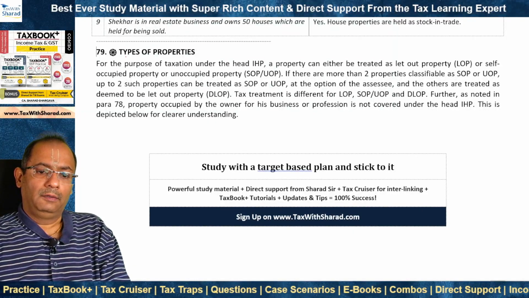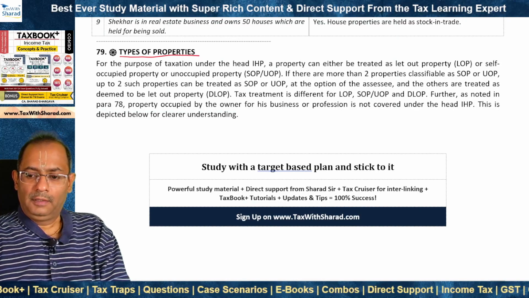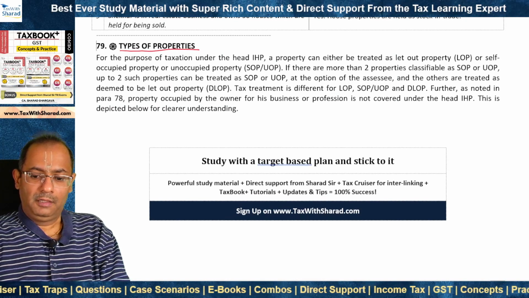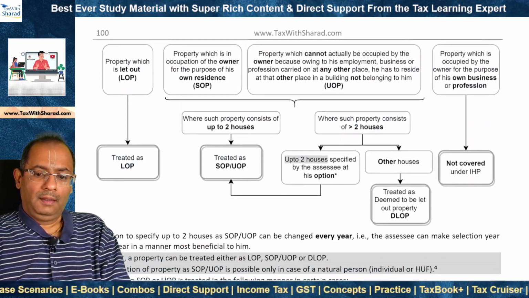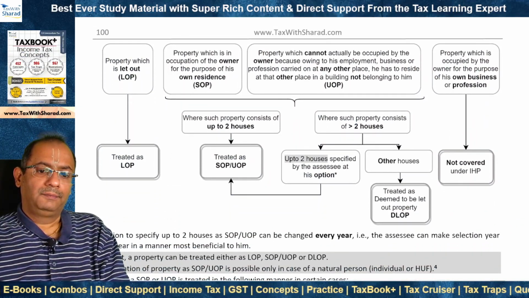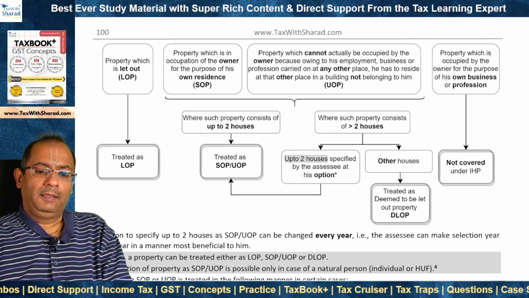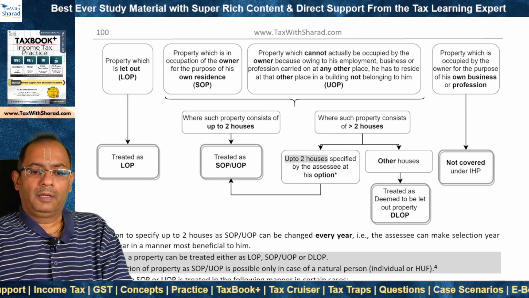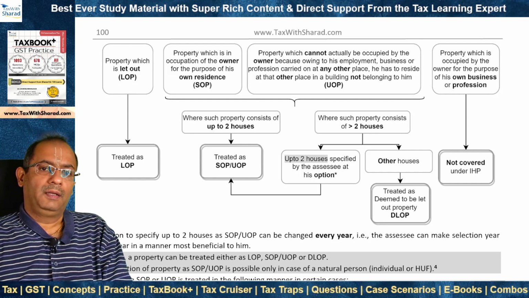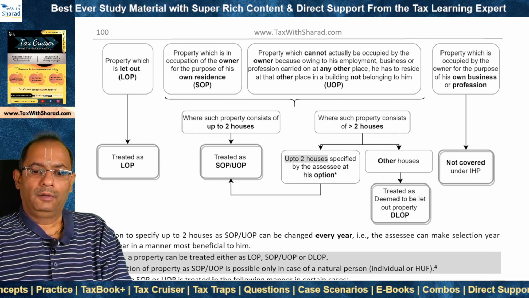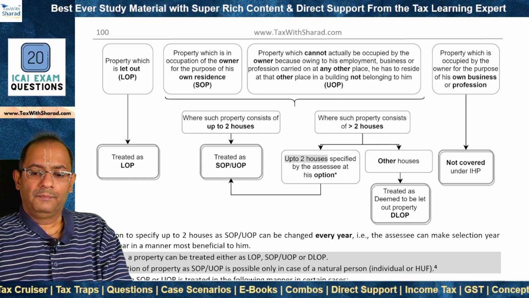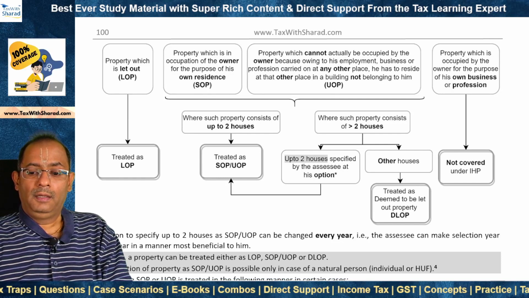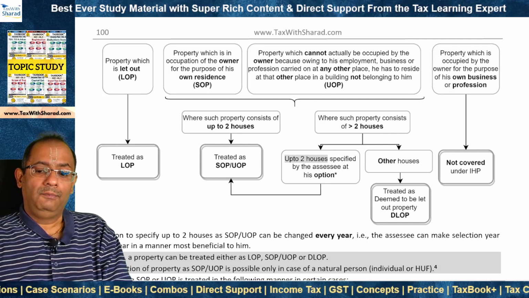We will now look at the various types of properties. The tax treatment under the head IHP is different for different kinds of properties. And how is a property classified? The property can either be a let out property, which is called LOP. It can be a self-occupied property or SOP. It can be an unoccupied property or UOP. The tax treatment can also be as a DLOP or deemed to be let out property.